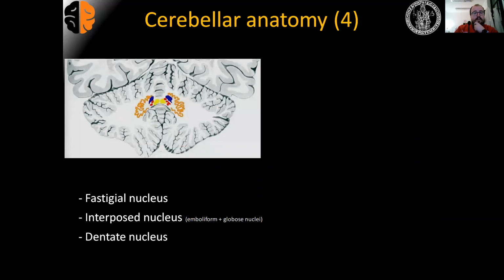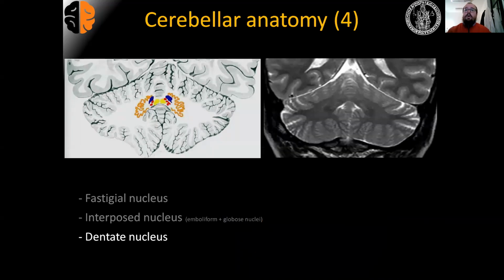The deep gray matter nuclei of the cerebellum are actually 3. Actually, they are 4, but one of these, the interposed nucleus, is composed of the emboliform and globose nuclei, and they are stuck together. So we can say there are 3 major deep gray matter nuclei. Of these 3, with conventional MRI, you can only see the biggest one, the most represented one, which is the dentate nucleus. You can see this structure here as a thin hypointensity, so slightly darker than the other structures. Here you can see the bilateral dentate nuclei.